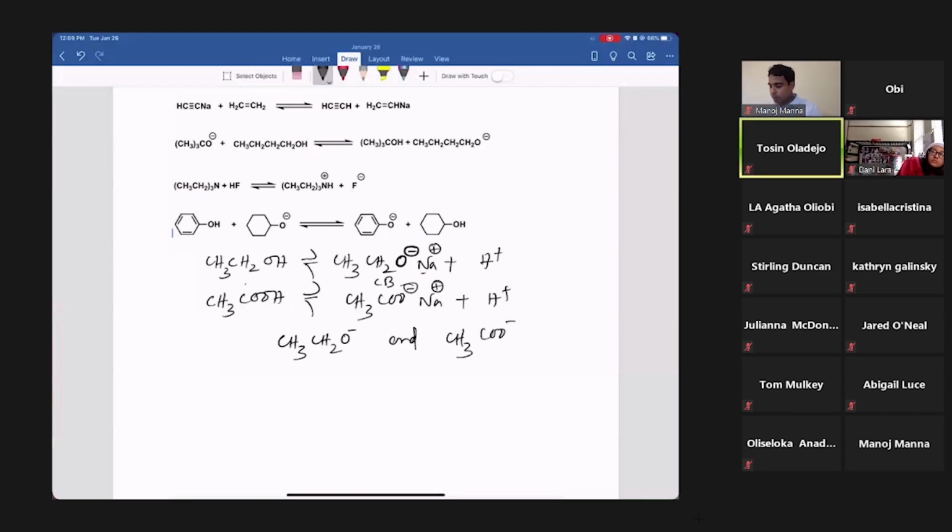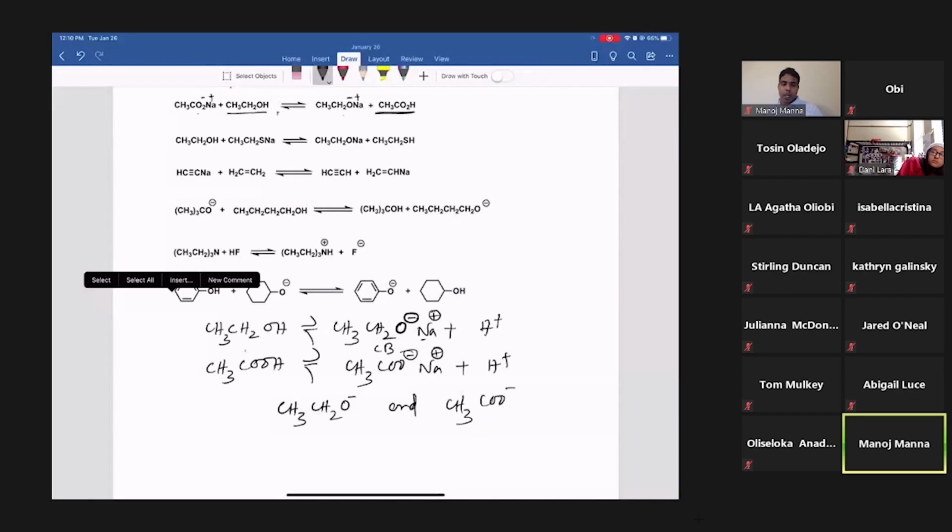If we can figure out which one is the more stable conjugate base, that means the direction the equilibrium will shift. I repeat again: if we can figure out between these two conjugate bases which one is more stable, that is the direction the equilibrium will shift. Why? Because comparing, so that means which is more stable?